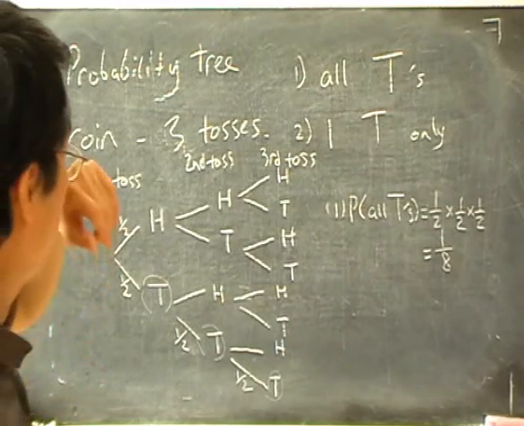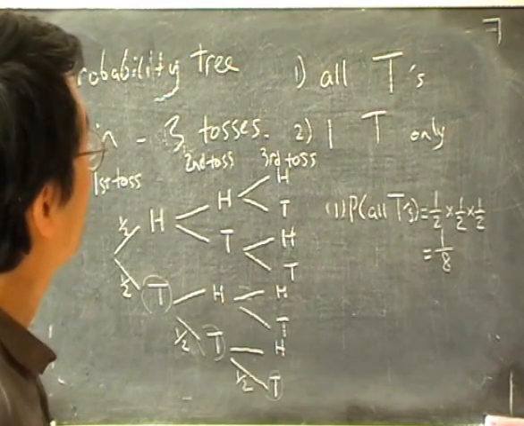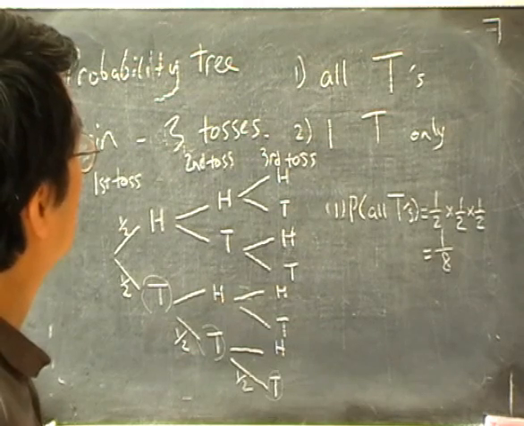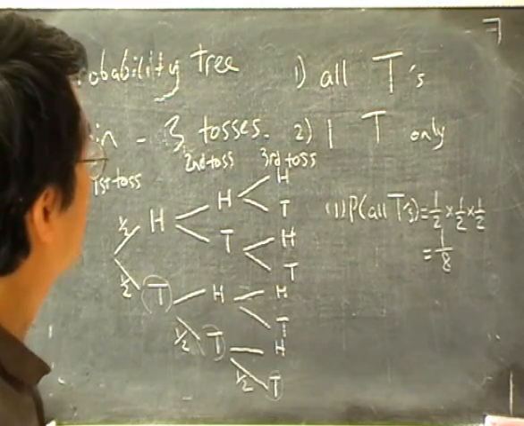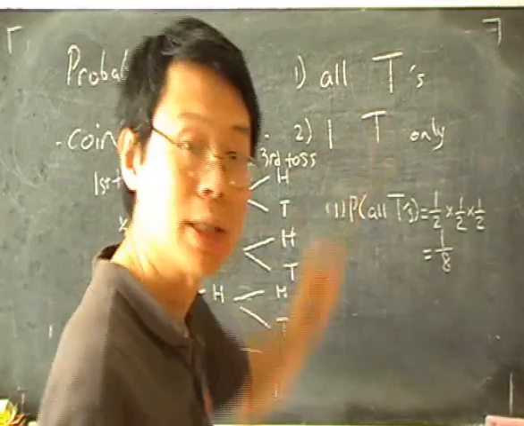Next, we look at the probability that we have one tail only.